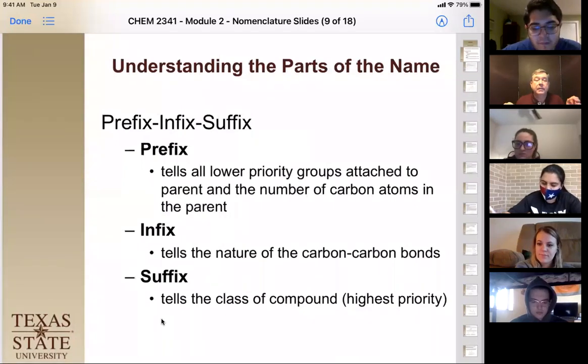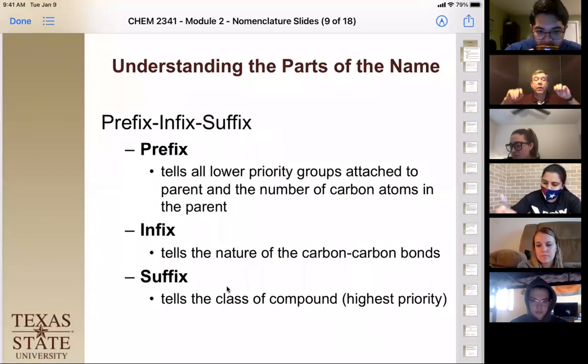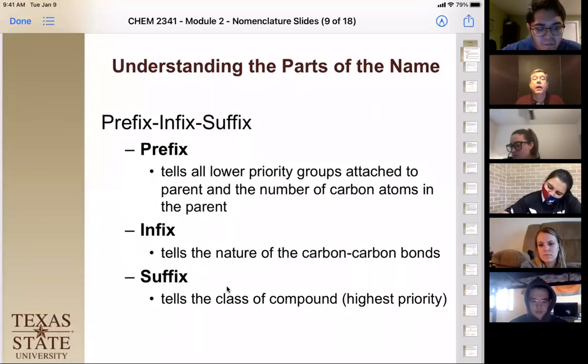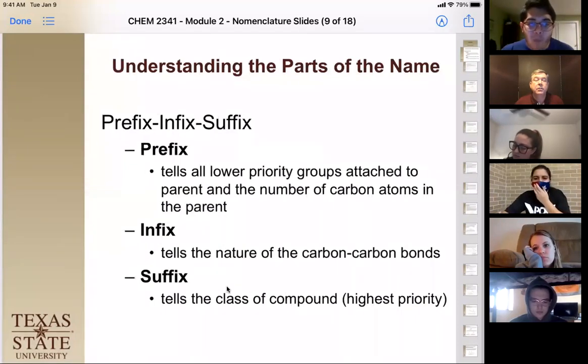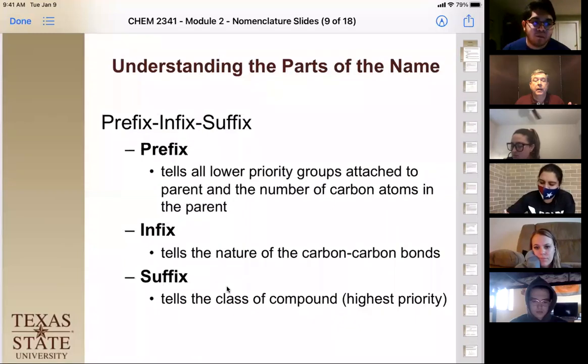A prefix tells all of the lower priority groups attached to the parent. Okay, so at some point we're going to say this is our parent, this is the longest number of carbon chains, and our compound is being named for that. Okay, so we're going to have all the things attached to it and the number of atoms, carbon atoms, in that parent chain. So that's the first thing we're going to do. The second thing we're going to do is we're going to have what we call an infix.